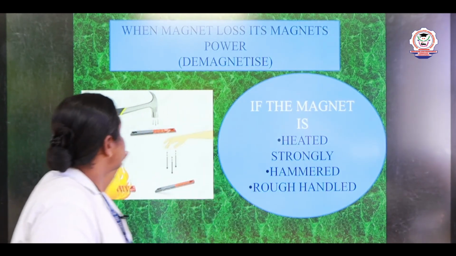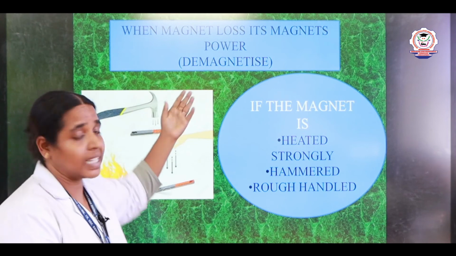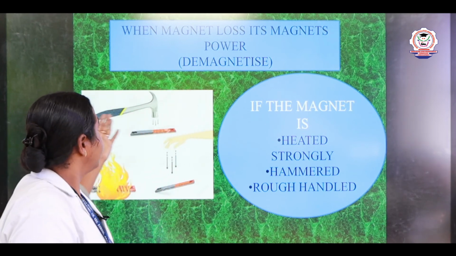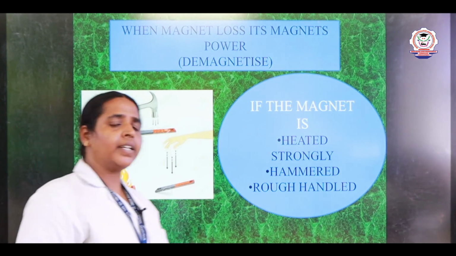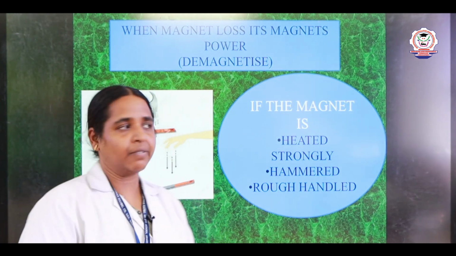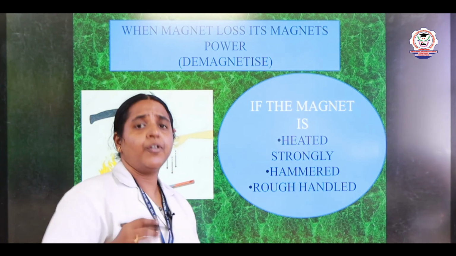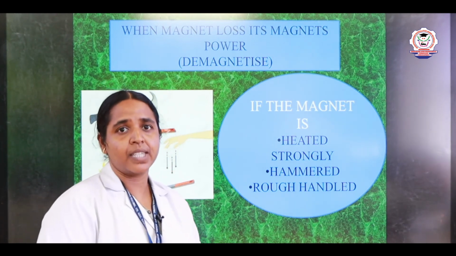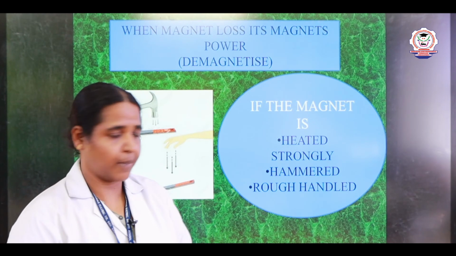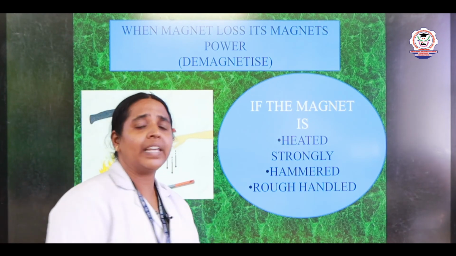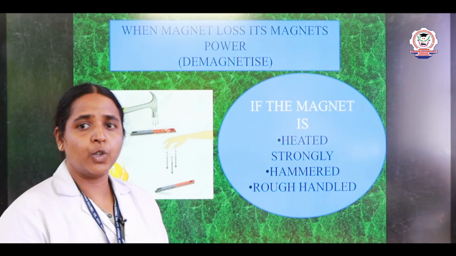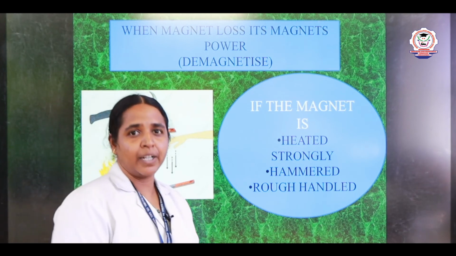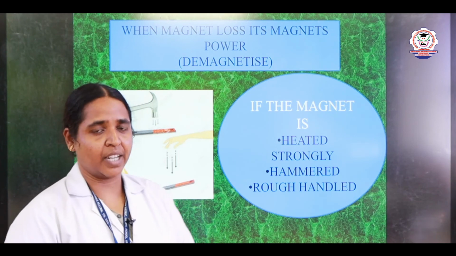Next, we are going to see when a magnet loses its magnetic power, that is, demagnetization. A magnet loses its magnetic power when it is heated. If you heat the magnet, it will lose its magnetic power. Then, strongly hammered. If you strongly hammer a magnet, it will lose its magnetic power.